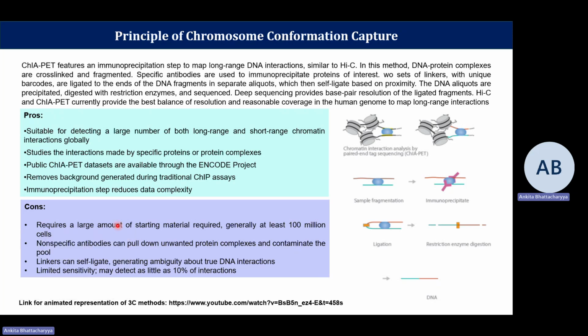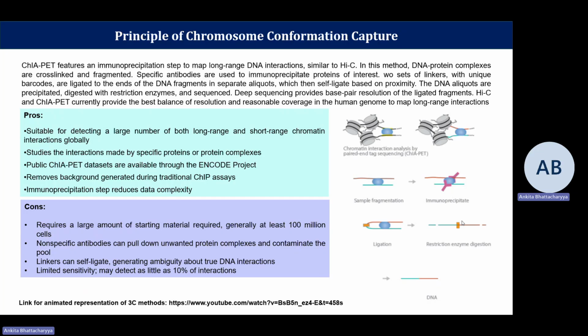ChIA-PET is a different strategy altogether, but it maps long-range DNA interactions similar to Hi-C. DNA-protein complexes are again cross-linked and fragmented. Specific antibodies are used to immunoprecipitate, or pull down, your protein of interest. Then you use linkers with unique barcodes that you ligate to the ends of your fragments in different aliquots, which can then self-ligate if they're close to each other. Then the DNA aliquots are precipitated, digested with restriction enzymes, and sequenced.